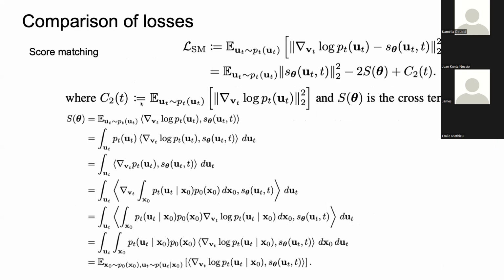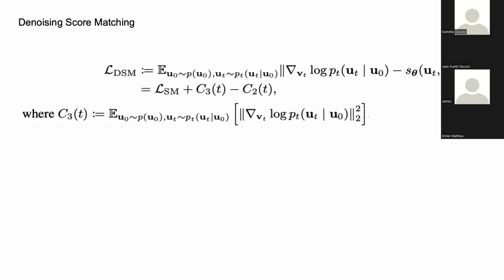Alternatively, rather than using the score matching loss, you can use the denoising score matching loss, where the expectation is conditioned on time zero. And again, this simplifies to the score matching plus some extra terms. This is a bit more stable, typically, when you condition on time zero. So this is all fairly standard, and it's been done before in the non-augmented state space.